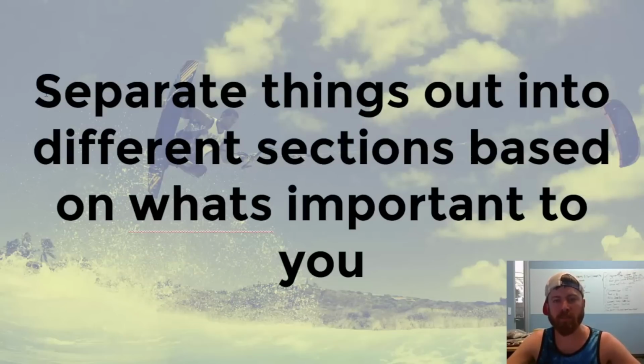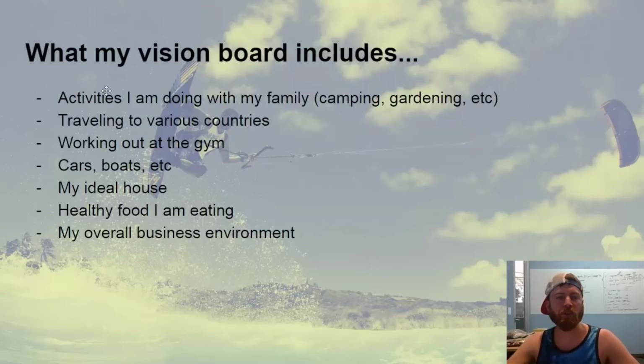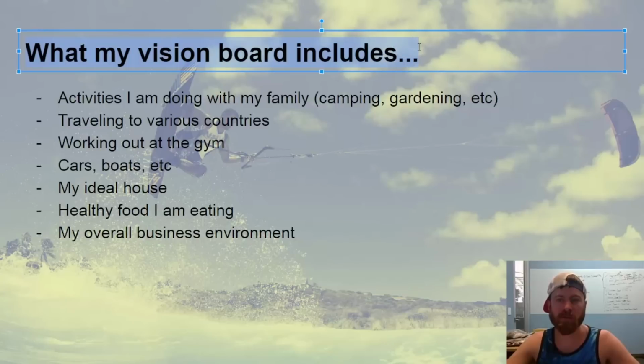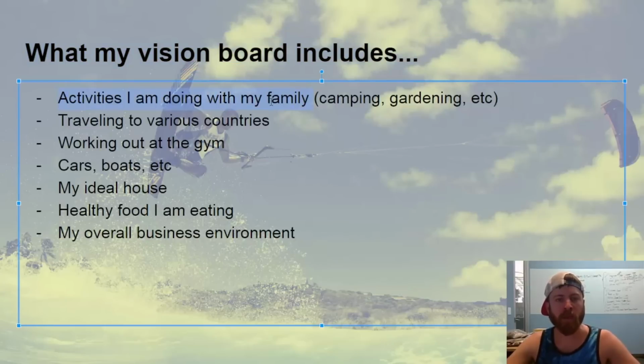Now, I already said this, separate things out into different sections based on what's important to you. And I'll show you, this is what my vision board includes. I actually don't have it here at my office right now, but these are activities I'm doing with my family. I have a lot of activities I'm doing with my family, because family is a really important part of what I want in my future.